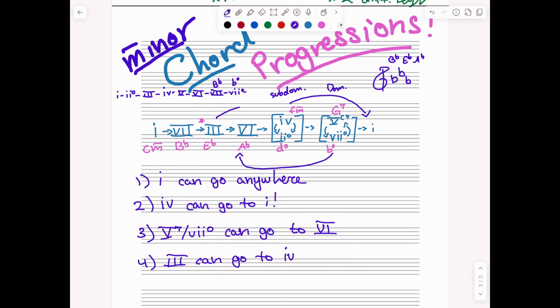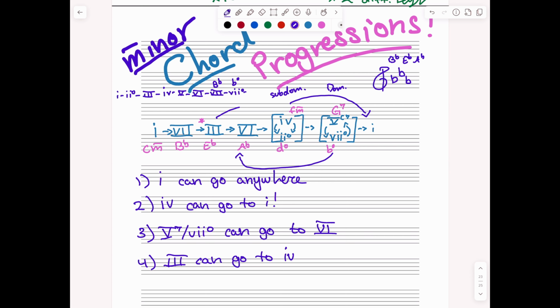Okay, it's not an exception at all, but I'm going to put a little rule down here. I'm going to put it in pink. This is going to be a warning to first-year theory students. Beware the 7 to 3. Beware of the 7 to 3.